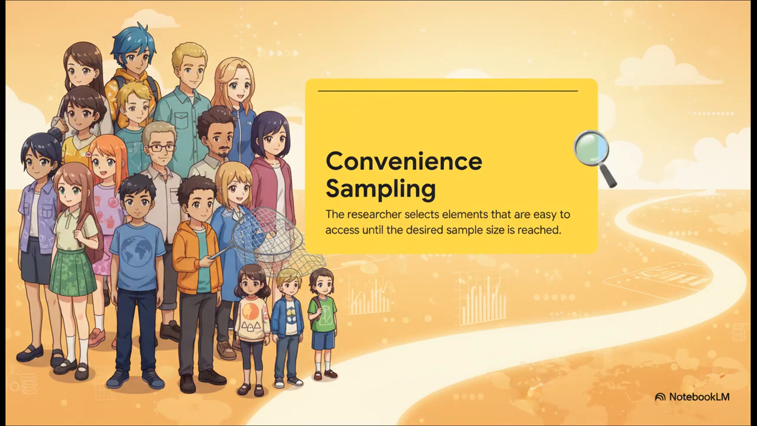First step, we've got convenient sampling, and it is exactly what it sounds like. It's the grab-and-go method. Think of a news reporter interviewing the first few people they bump into on the street. It's super fast, super easy, but there's a huge risk that your sample looks nothing like the general population.